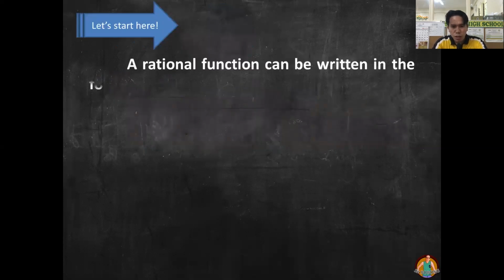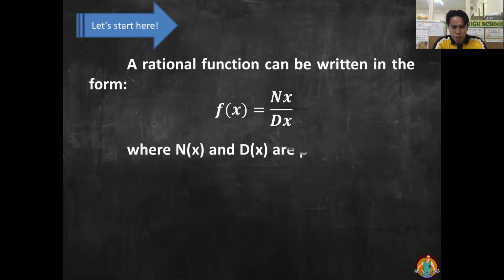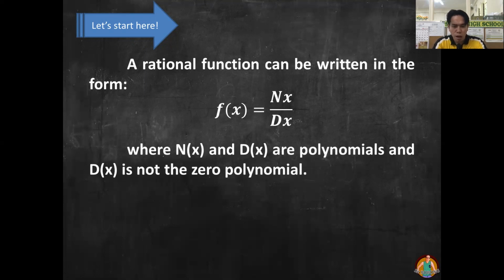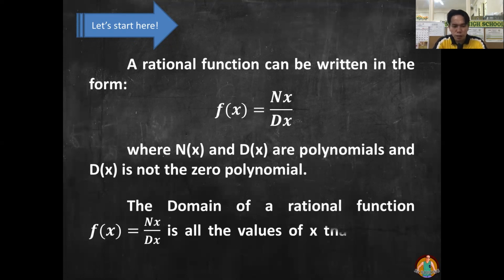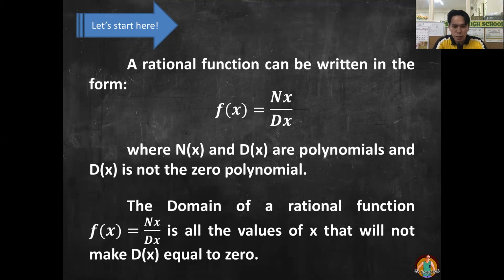A rational function can be written in the form f of x is equal to n of x over d of x. At alam nyo na yan. Where n of x and d of x are polynomials and d of x is not the zero polynomial. So, yan yung ating rational function. Okay? So, ano yung domain? The domain of a rational function f of x is equal to n of x over d of x is all the values of x that will not make d of x equal to 0.